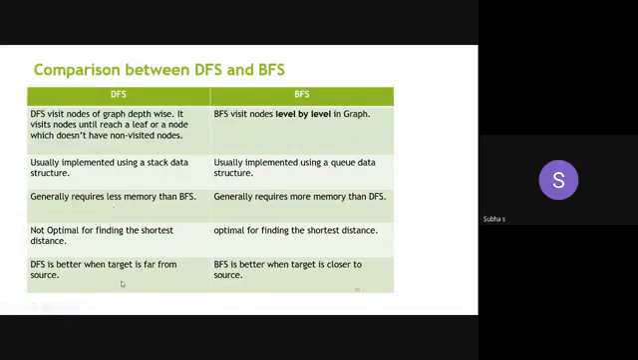Okay, so look at the last point. DFS is better when the target is far from the source. As told earlier, if the distance is larger, I can go with DFS. But that is just for traversing only, not for finding the shortest distance, just to visit all the nodes. If my source and destination are at a longer distance, I can go with DFS. Generally, BFS is better when the target is closer to the source.